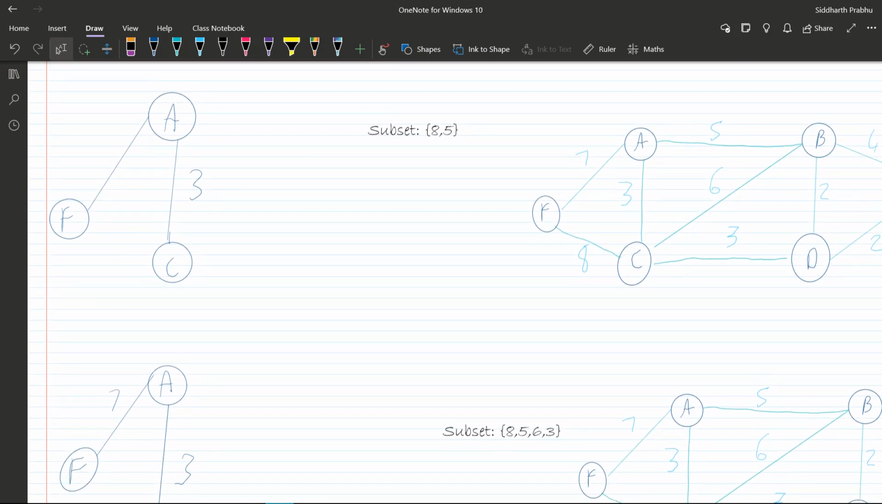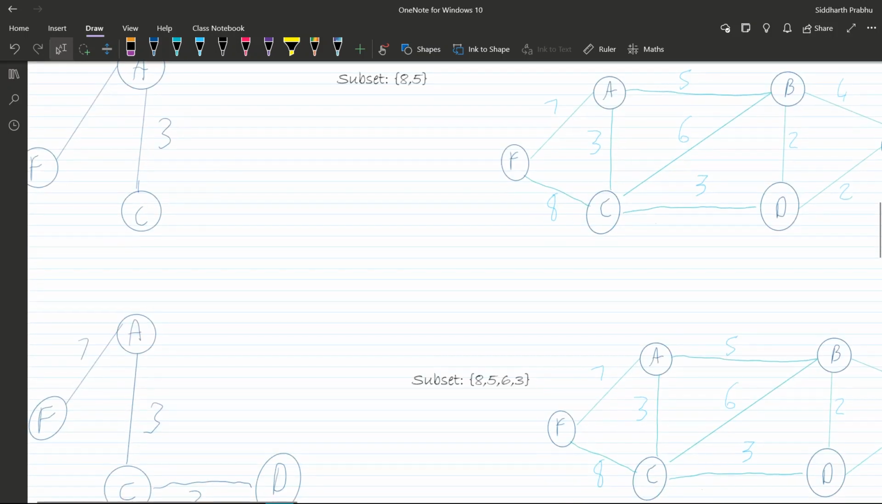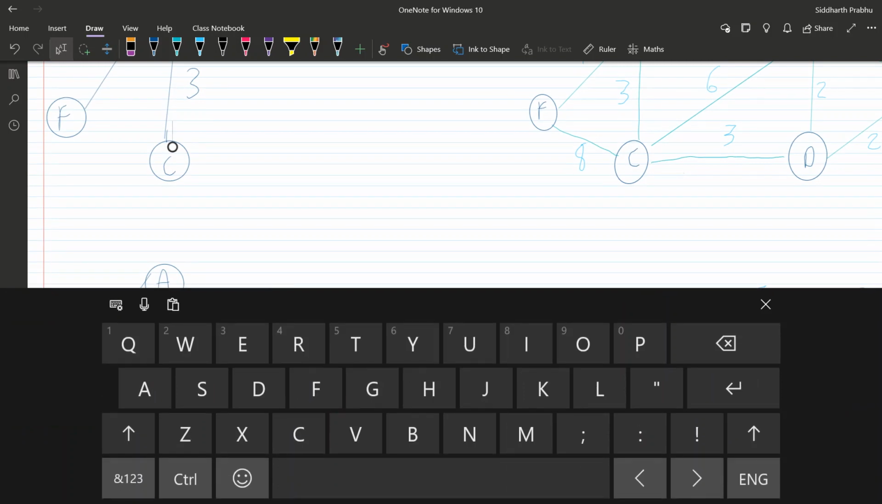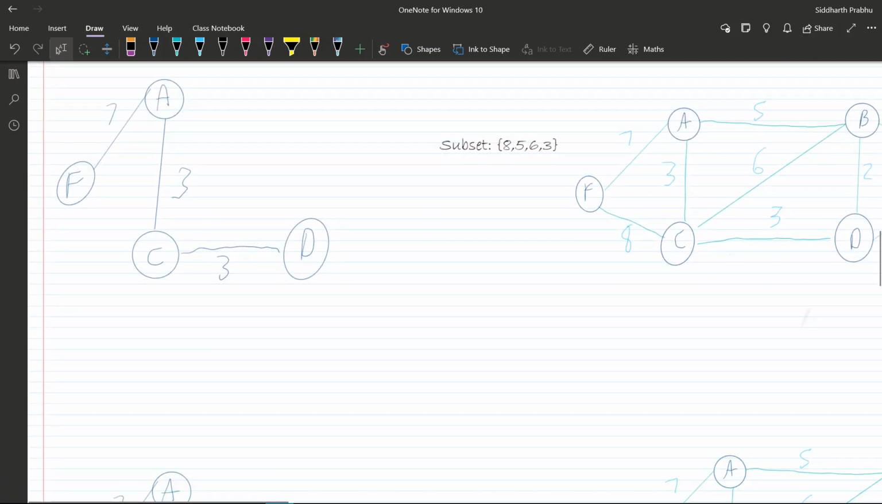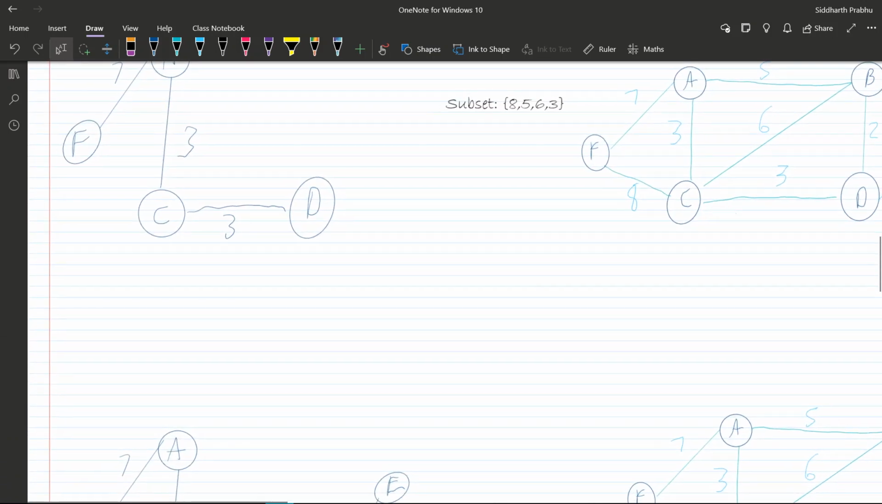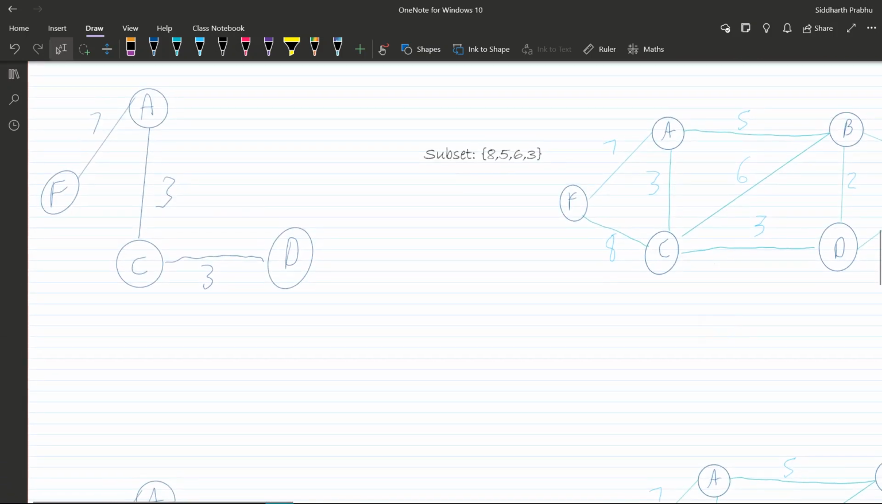Then going on to C. In C, we have two options, 6 and 3. And we also have the options in the subset, 8 and 5. But as 3 is again smaller than 6, 5 and 8, we'll take the edge weighted 3 from C to D into consideration, and the other two will be added into the subset. After adding that into the subset, we go on to the vertex D.